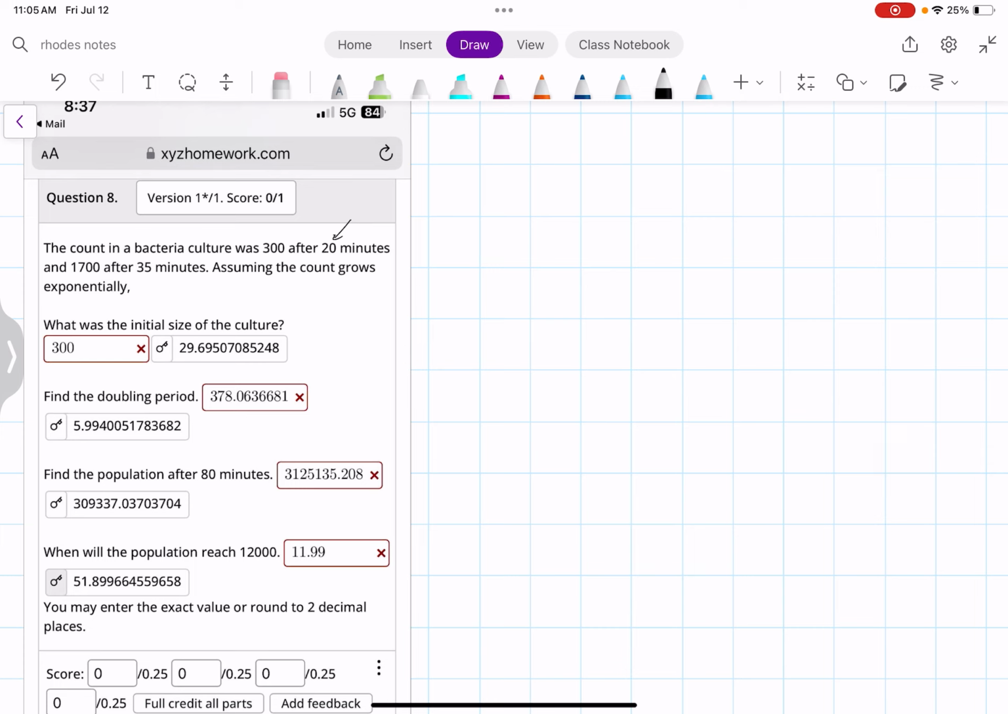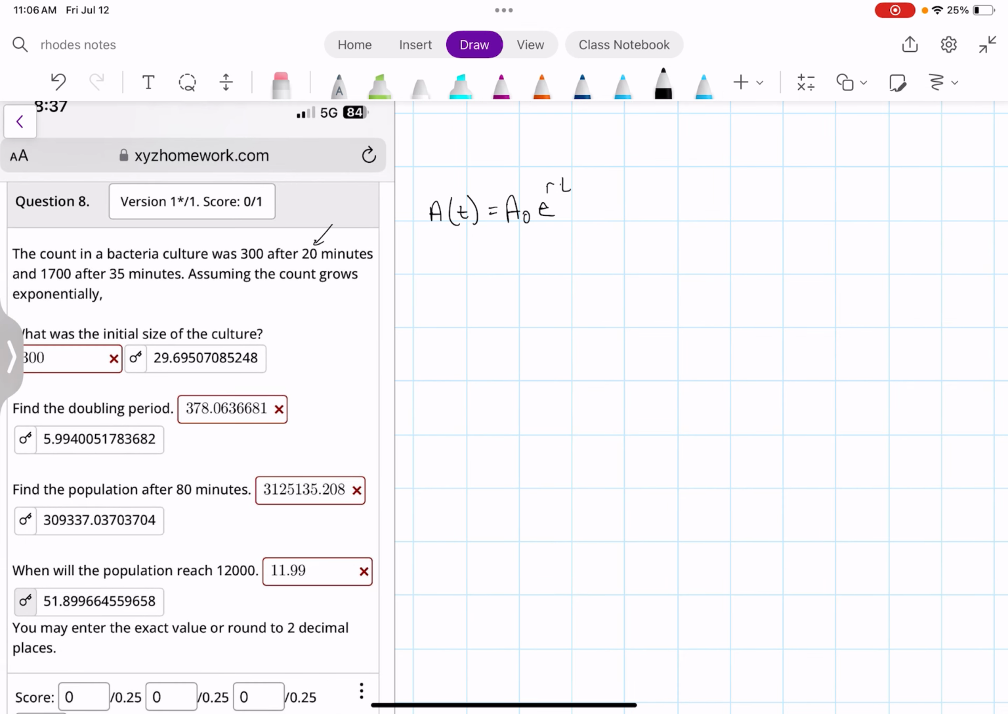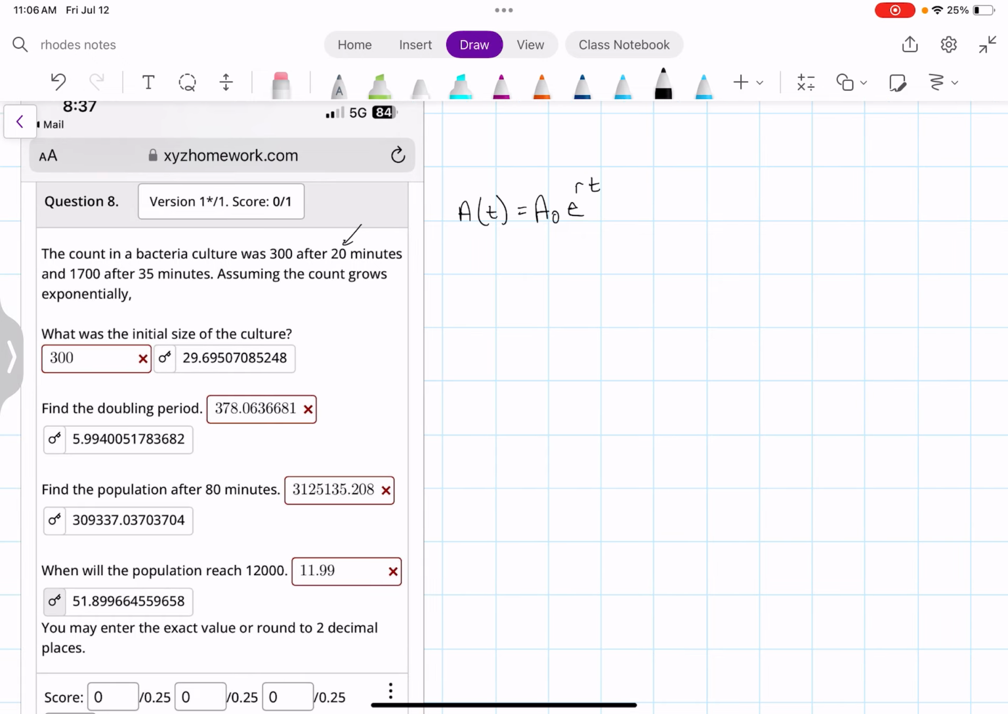So what we're going to look at is using this information to find what the rate is. I'm not sure what variables Cheryl uses in her video, so I'm going to use the amount at time t is equal to the initial amount, which I call a sub 0, times e raised to the r times t, where r is the rate of increase and t is time. Time is always going to be in hours.